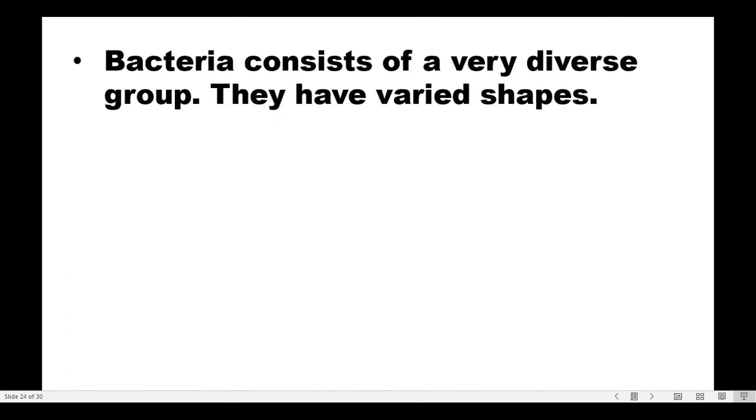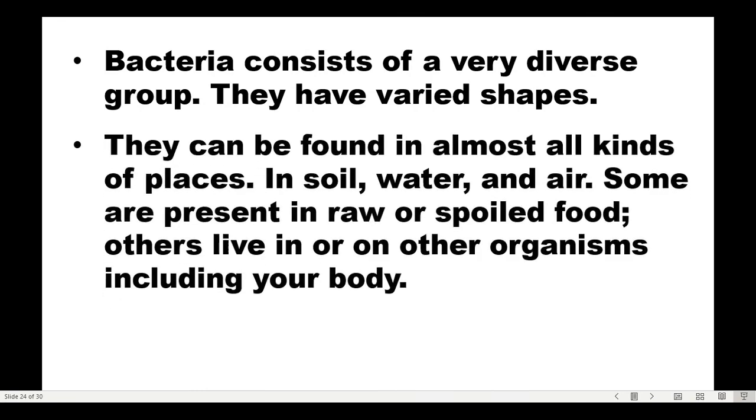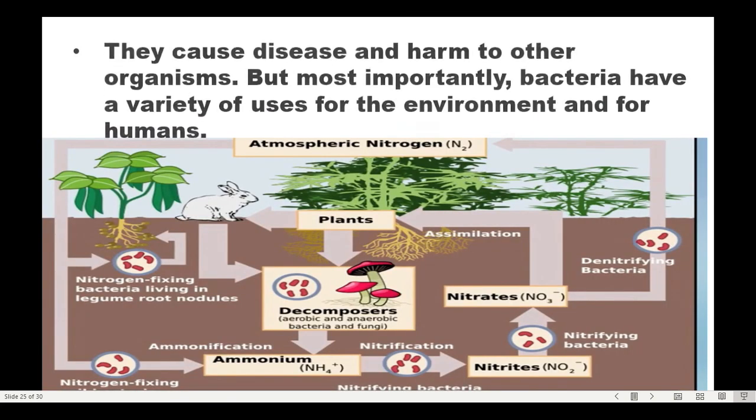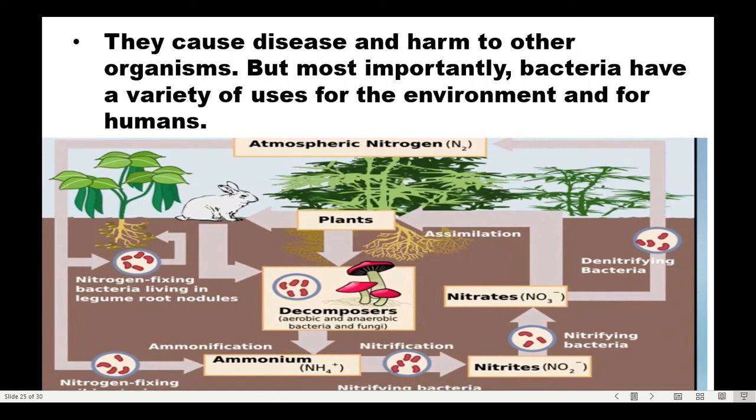Bacteria consist of very diverse group. They vary in shapes. They can be found in almost all kinds of places. Saan? Soil, water, air. Lahat, present sila sa mga hilaw na pagkain, sa mga panis na pagkain. Yung iba nabubuhay sa loob ng katawan ng isang organism. Pwede din sa labas. Okay? So, they cause disease, itong mga true bacteria na to, and nagkakaroon din ng harm sa other organism. But most importantly, bacteria have a variety of uses for the environment as well as humans, no?